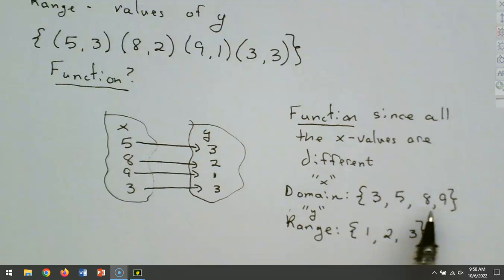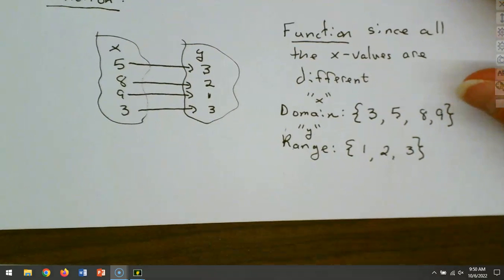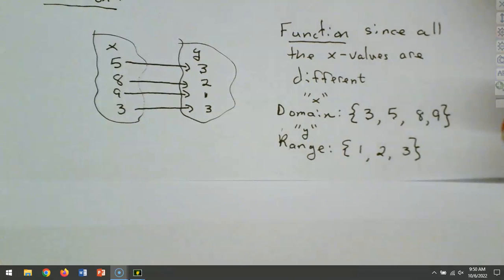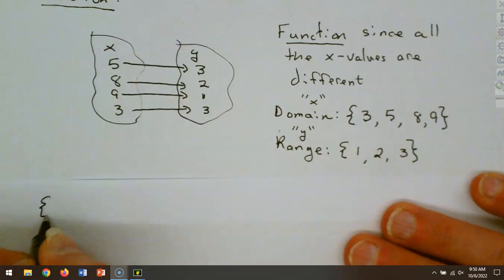We listed out our domain and our range. Domain is the values of x. Range is the values of y. Some textbooks call the range the target. We use the word range, but other textbooks may use target. Let's try another one. Here's another set.